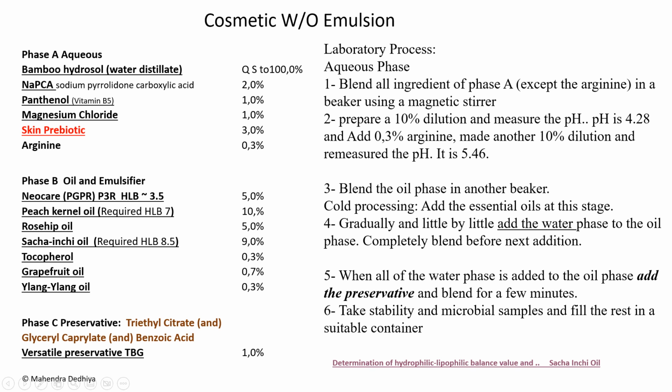The preservative is a combination of triethyl citrate, glycerol caprylate, and benzoic acid. The process starts with making an aqueous phase. The aqueous phase pH is adjusted to 5.46. The oil phase is prepared in another beaker, and the oil phase is added.